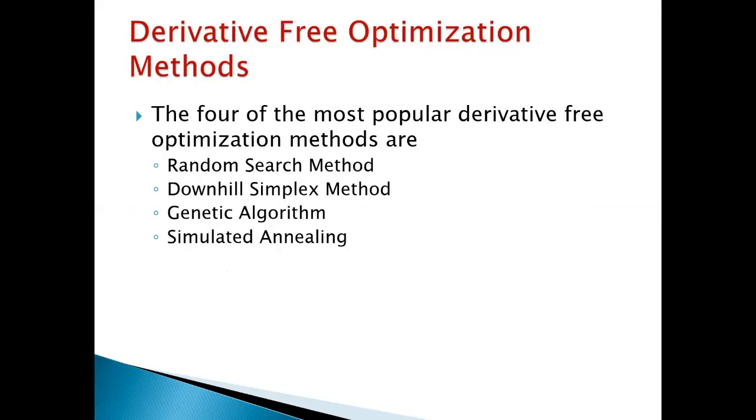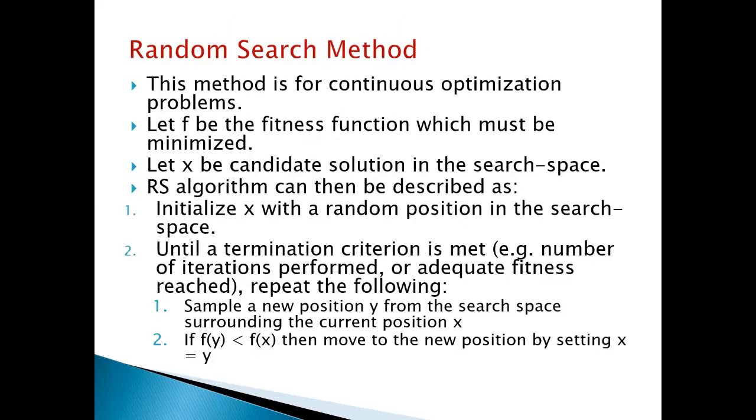There are four types of basic derivative free optimization methods called random search, downhill simplex method, genetic algorithm, and simulated annealing. Out of these, two are in your syllabus, which we'll see right now: random search method and downhill simplex. Random search method is for continuous optimization problems. Function f is called the fitness function, which needs to be minimized, and x is the candidate solution in the search space. The algorithm goes this way: you initialize x with a random value, then until the termination criteria is met, it will follow some steps.